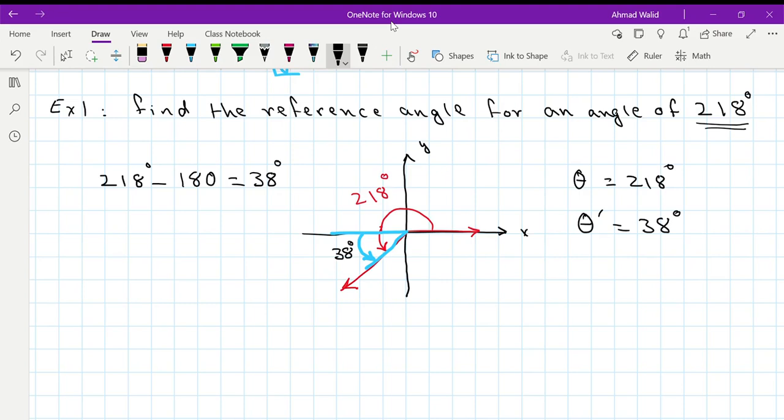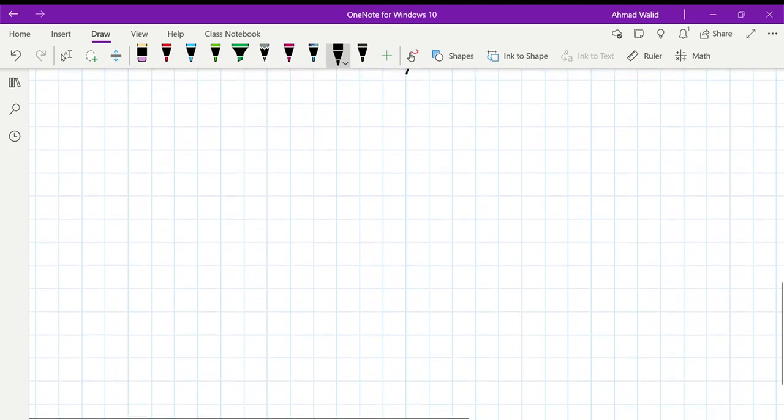I'll do one more example, then I'll give you the rules. Example number 2.